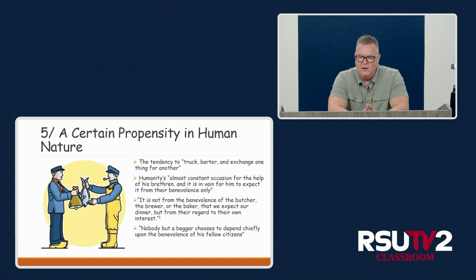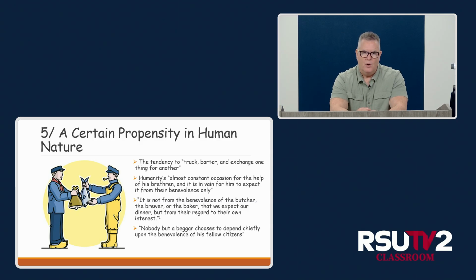He argues that humanity has almost constant occasion for the help of his brethren, and it is in vain for him to expect it from their benevolence only. This is a famous quotation from The Wealth of Nations. It is not from the benevolence of the butcher, the brewer, or the baker that we expect our dinner, but from their regard to their own interests.